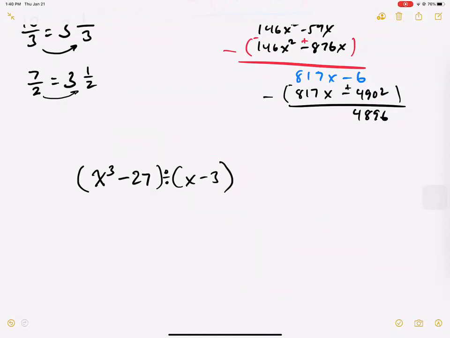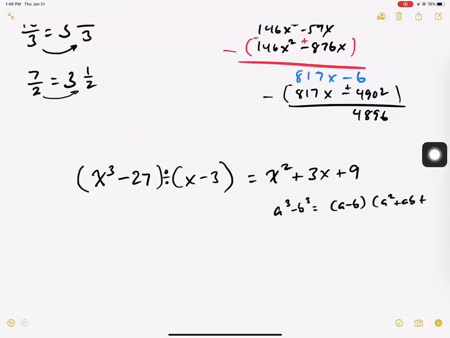This is a difference of two cubes rule. If anyone remembers the rule, this would become x squared plus 3x plus 9. That's what this rule would lead us to. I'm not sure if you guys remember this, but a cubed minus b cubed is equal to a minus b times a squared plus ab plus b squared. That was the rule that you learned in Algebra 2. You might have forgotten it, but I'm going to show you right now.